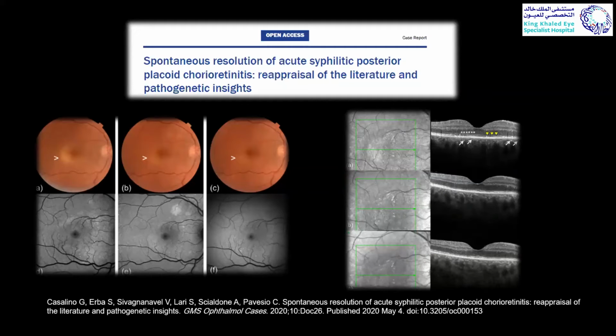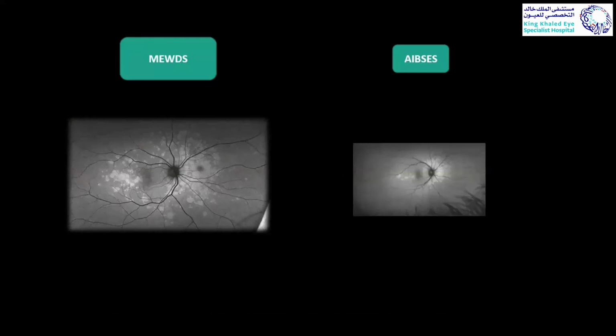When we have an outer retinal affection, we need to examine the retina carefully to make sure that there is no placoid lesion, yellow placoid lesion, that we are not seeing clearly. When we talk about MEWDS, as I said before, there is another entity of MEWDS. It's called AIBSE, acute idiopathic blind spot enlargement, which is thought to be a part of the MEWDS.